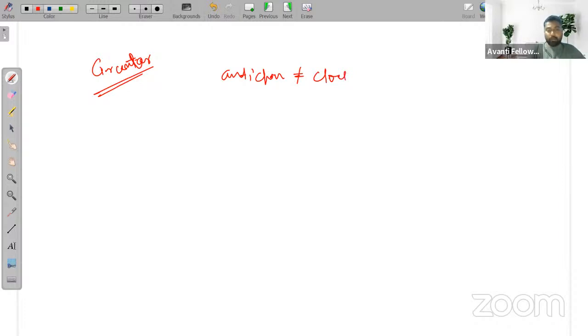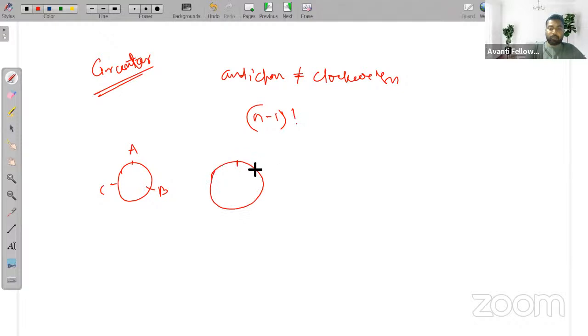3 persons, A, B, C, and we need to arrange them at a circular table. In the next class we'll basically solve some questions. Okay, don't worry, next class we'll solve questions because we don't have time now. I am just revising the concept here.